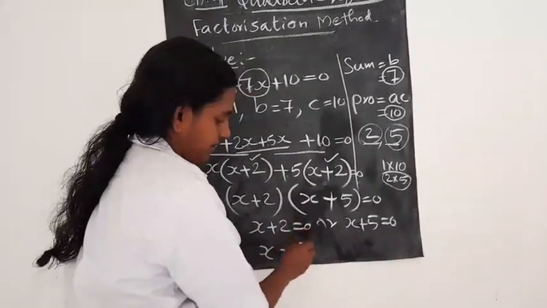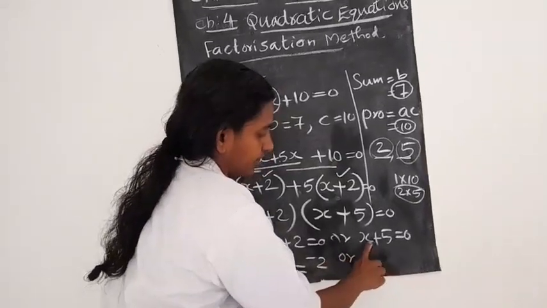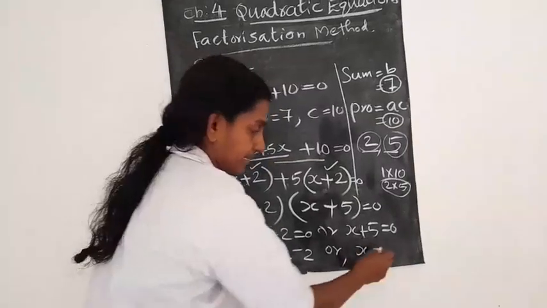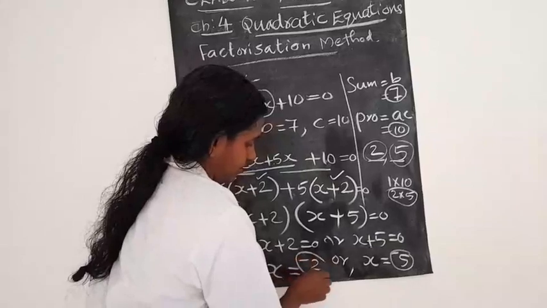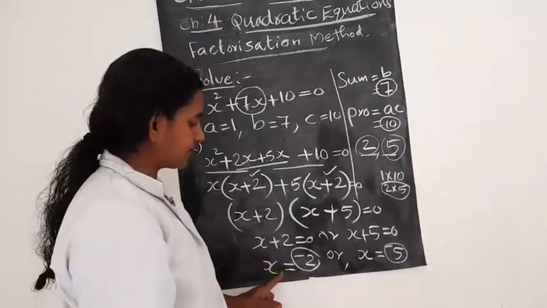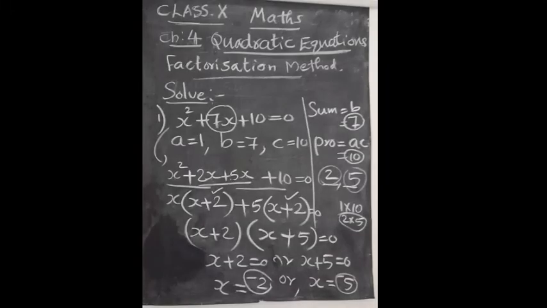This plus 2 becomes negative 2. And here, or otherwise, what is that? x + 5 = 0. So x equal to what? Negative 5. So which are the two values? Negative 2 and negative 5. You got the values of x as negative 2, or otherwise it is negative 5.